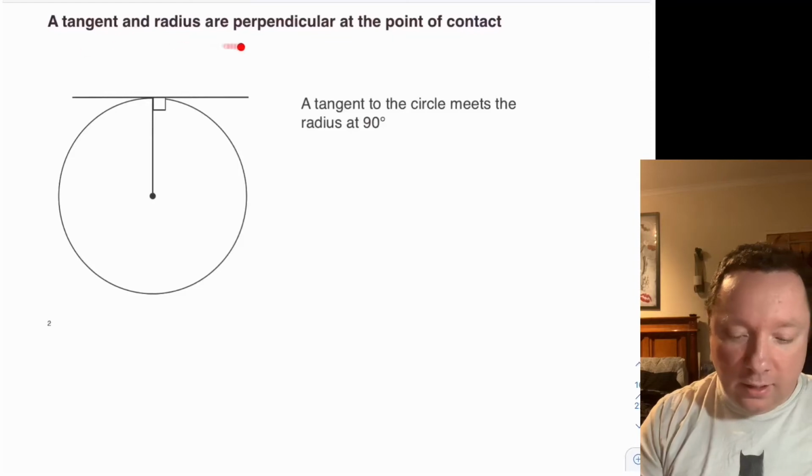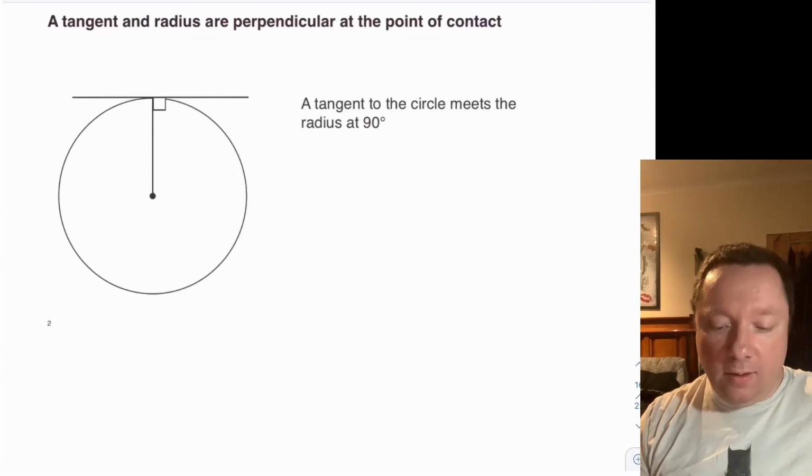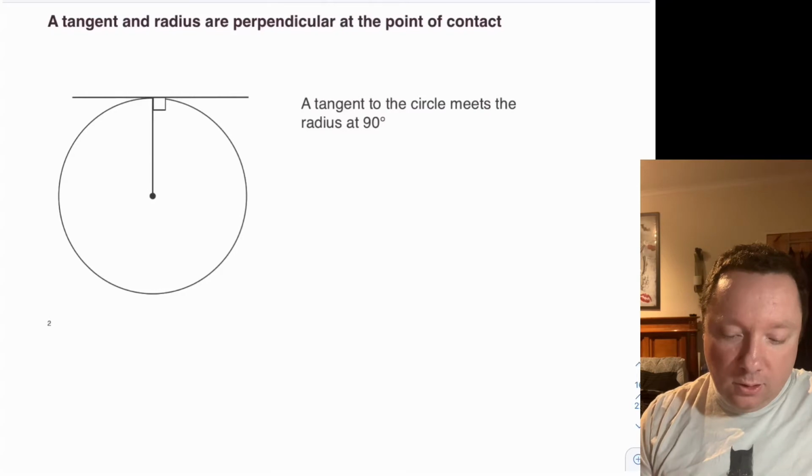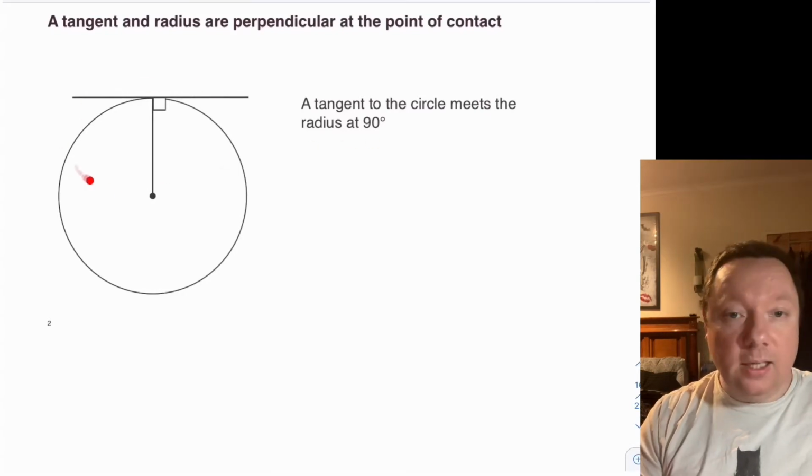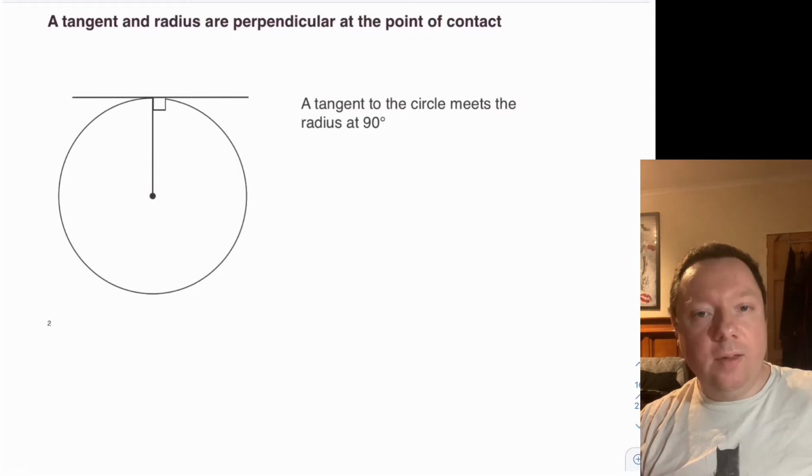A tangent and a radius are perpendicular at the point of contact. So a tangent to a circle meets the radius at 90 degrees is what this is saying. I can show you that with an animation as well.